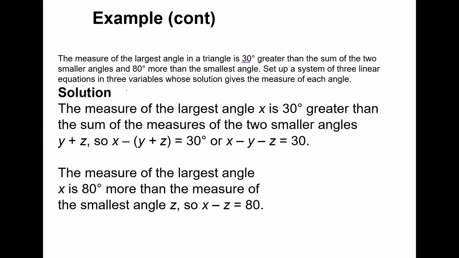And then the last one says it's 80 degrees more than the smallest angle. The smallest angle is our z, so x minus z equals 80, and that's our last equation. So our system of equations that we would solve is x plus y plus z is 180, x minus y minus z is 30, and x minus z is 80. That's all they really wanted: the three equations to solve this system. All right, let's stop there and we'll come back for some more.